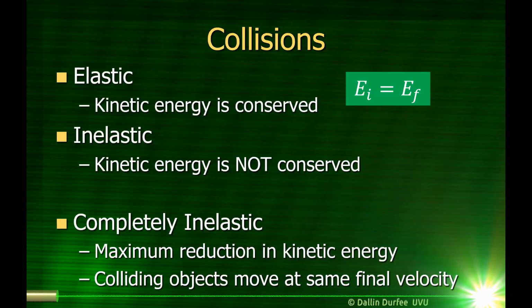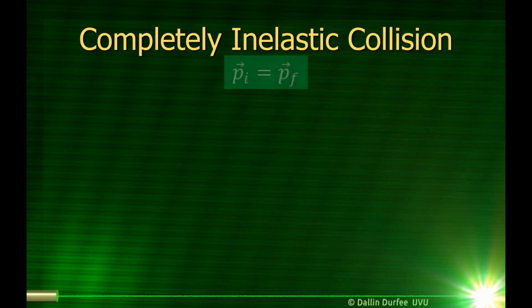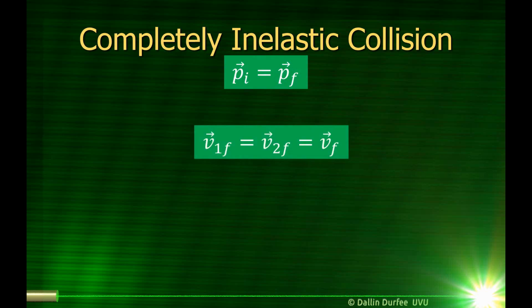Now, in the case of a completely inelastic collision, we know that the two objects are traveling at the same velocity after the collision, and that's our second equation that will help us solve problems. So, for a completely inelastic collision, I have conservation of momentum. I always have conservation of momentum. But in the case of a completely inelastic collision, I also have an equation that says the final velocity of object 1 is equal to the final velocity of object 2. And we'll just simplify that and call them both v final.